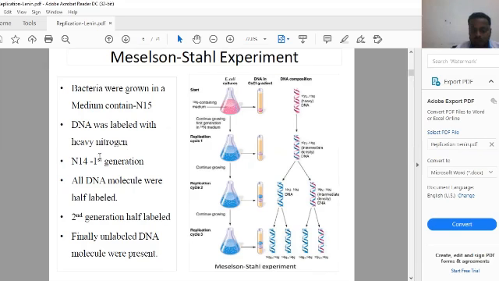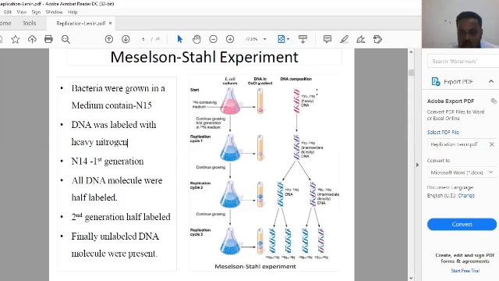In the first generation, with N14, all the DNA molecules were half-labeled. And in the second generation, finally unlabeled DNA molecules were present. We can see that structure.